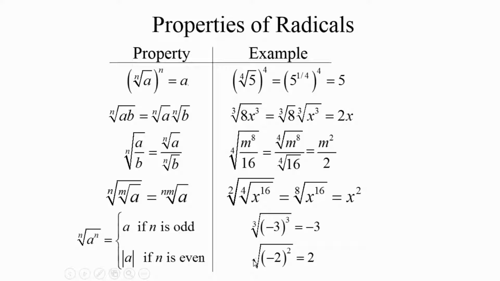However, the second root or square root of minus 2 to the second power, right, would be the absolute value of this minus 2, which is equal to 2. In other words, we're going back to the fact that you cannot take the square root of a negative number, but the cube root or odd root of a negative number is okay. You come up with an answer.